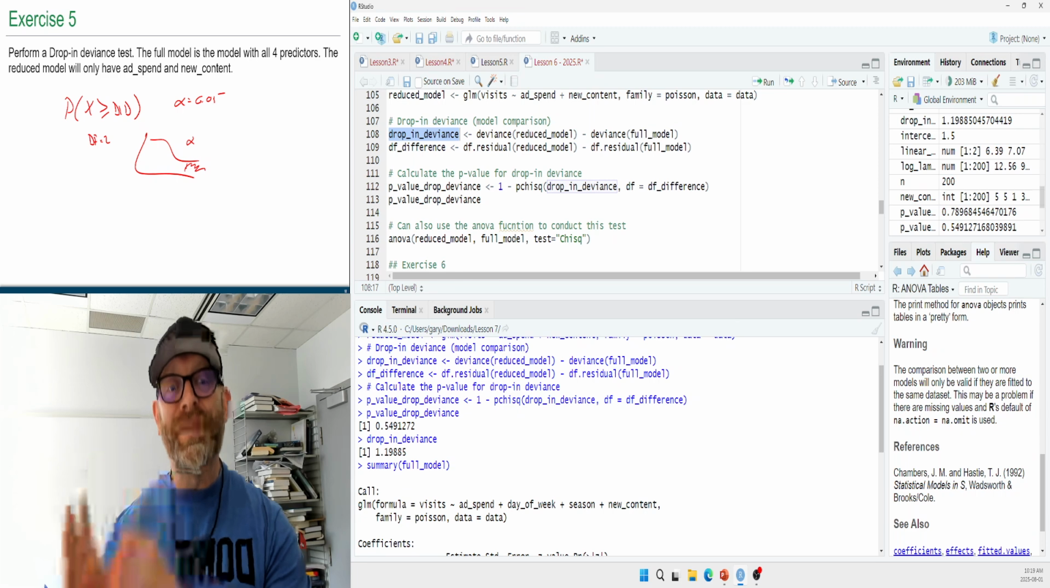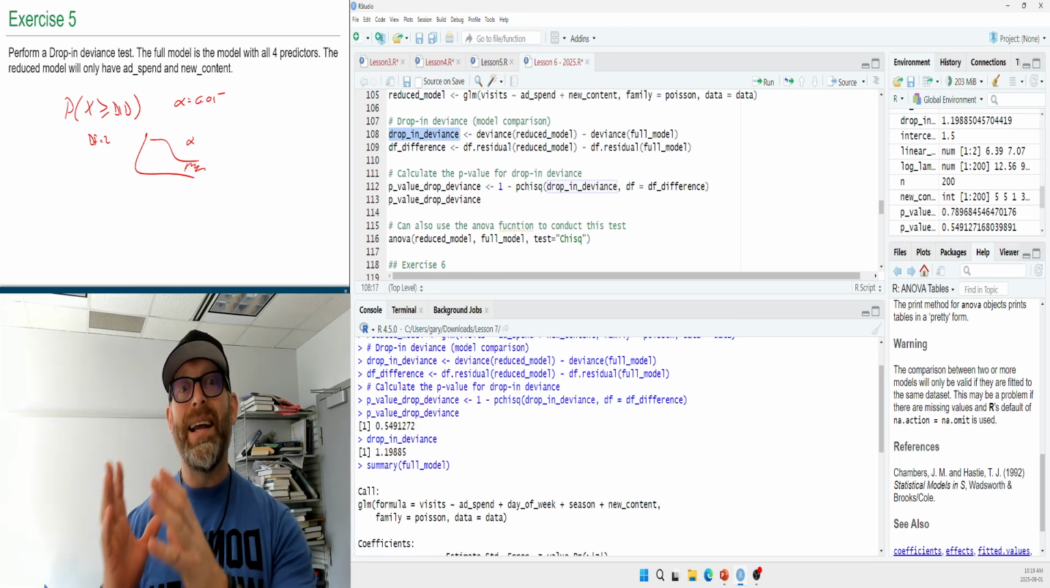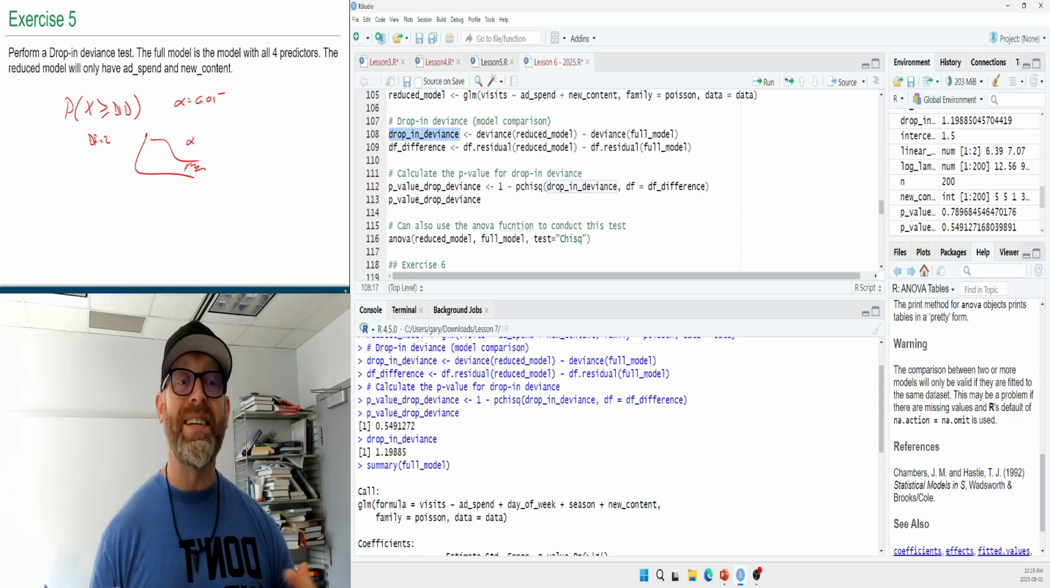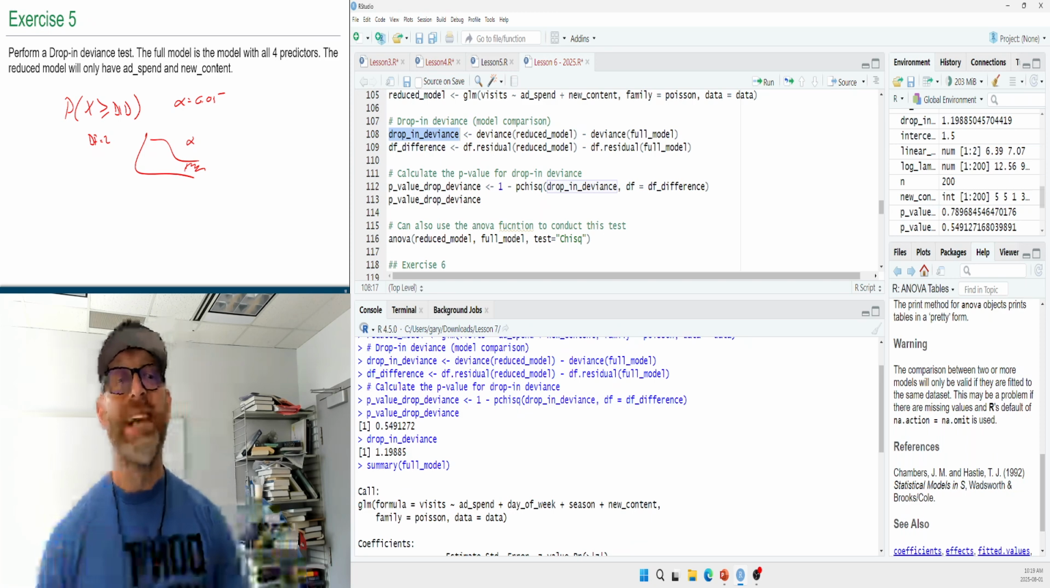For the summary table, this is per individual predictor variable. This drop in deviance, we're testing, can we remove these things simultaneously? And the answer to that is, well, yes, we can.